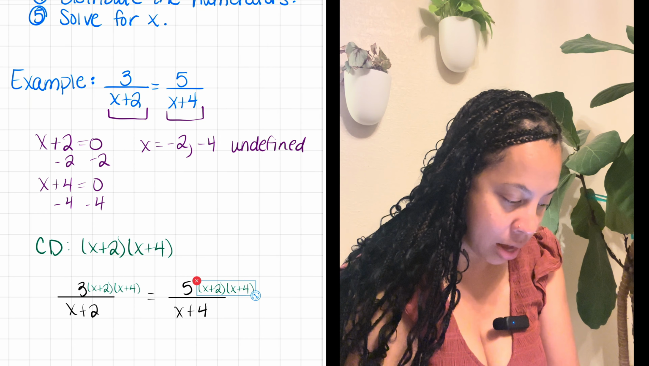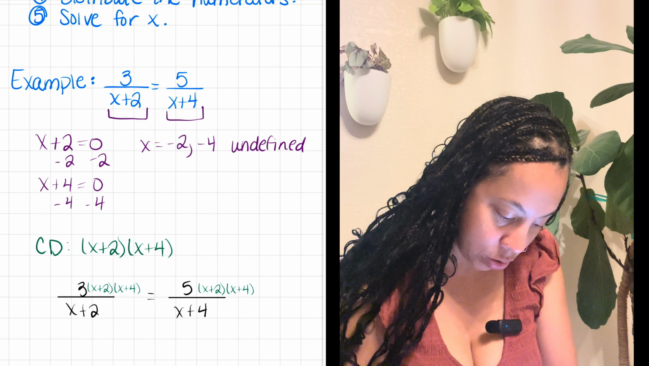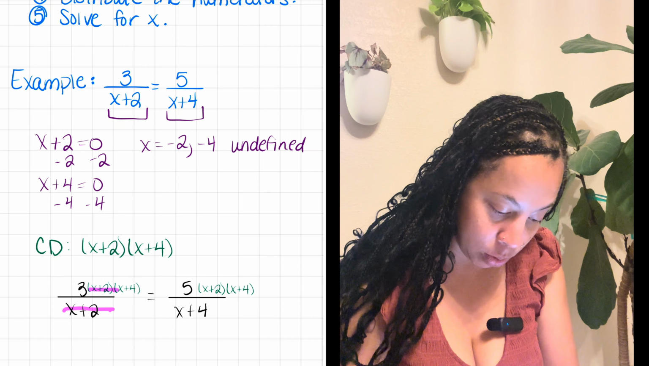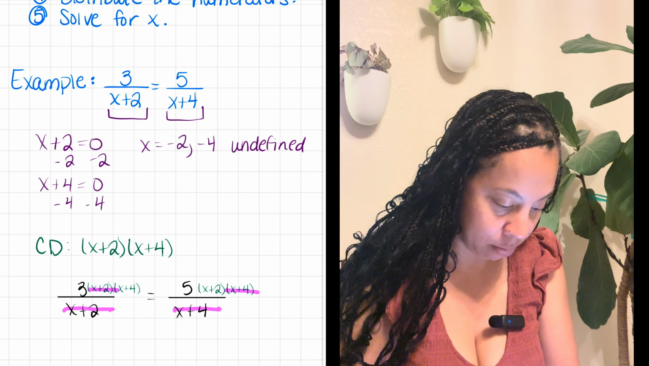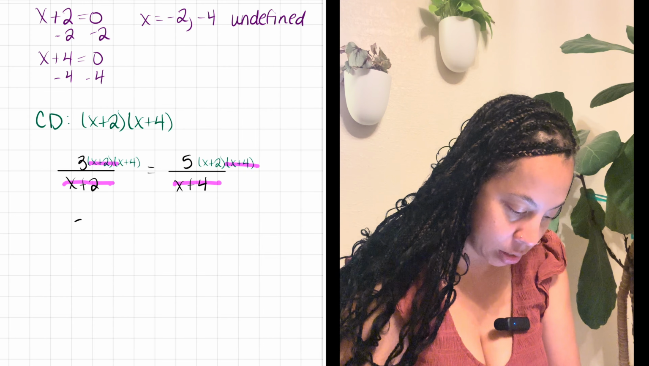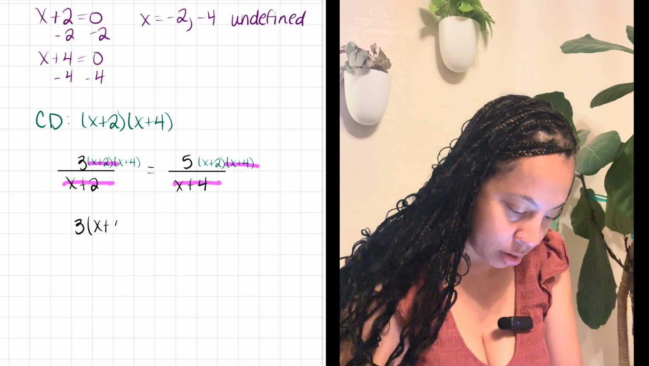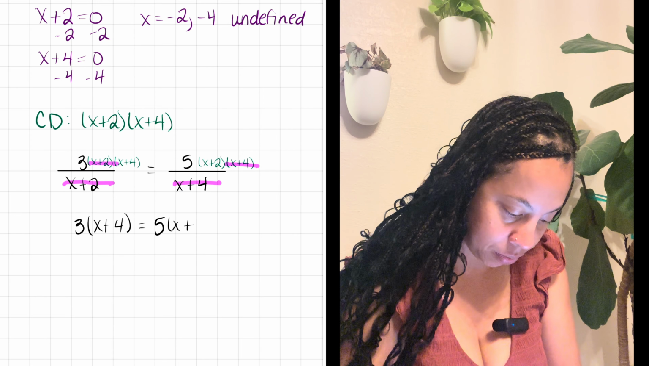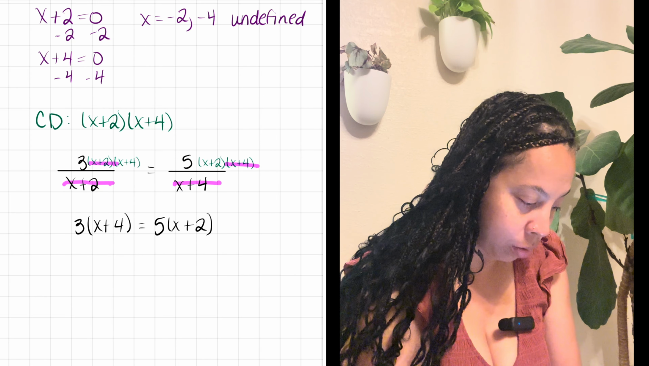Okay, and then the next step says we're going to cancel. So notice on this first one, we have an x plus 2 on bottom, x plus 2 on top, x plus 4 on bottom, x plus 4 on top. So we can rewrite it. We have 3 parentheses x plus 4 equals 5 parentheses x plus 2. And then we're going to distribute.